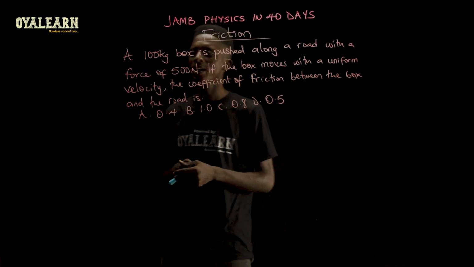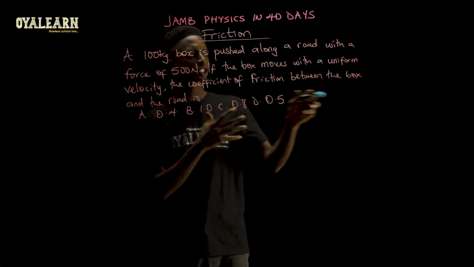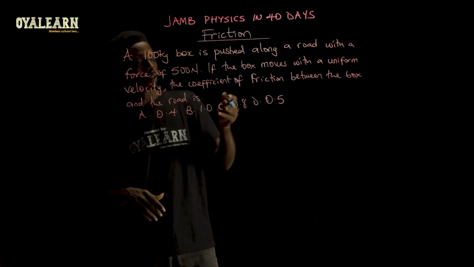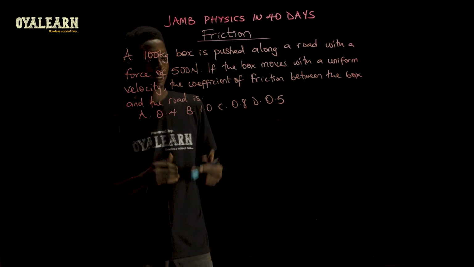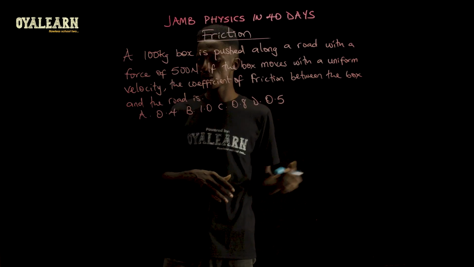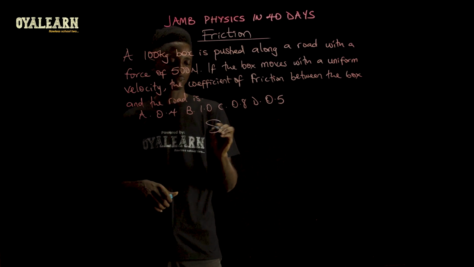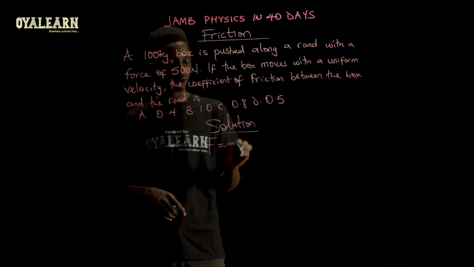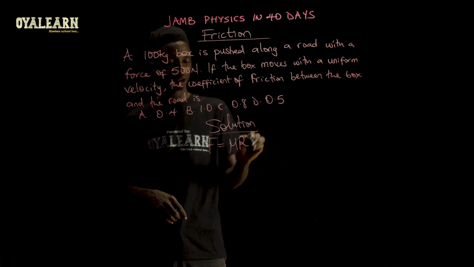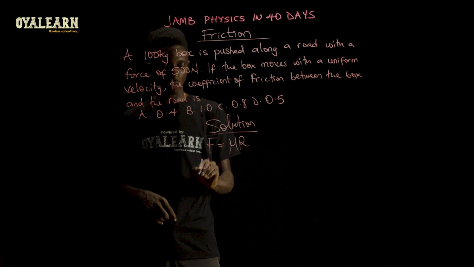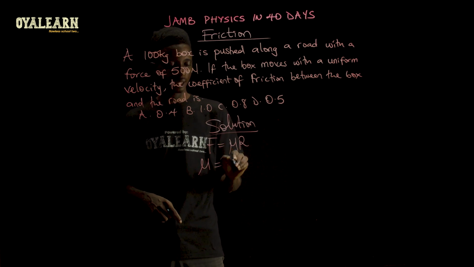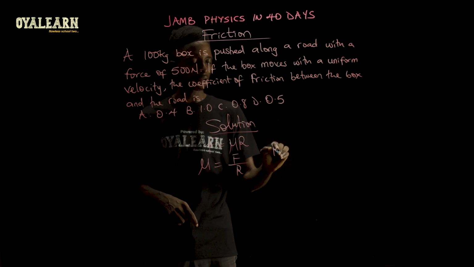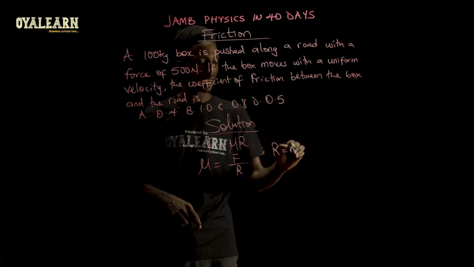This question says a 100-kilogram box is pushed along a road with a force of 500 newtons. If the box moves with a uniform velocity, the coefficient of friction between the box and the road is. From the equation where force equals coefficient of friction multiplied by normal reaction, we can then say that coefficient of friction, being the subject of the formula, is F over R. And we know that R is mg.